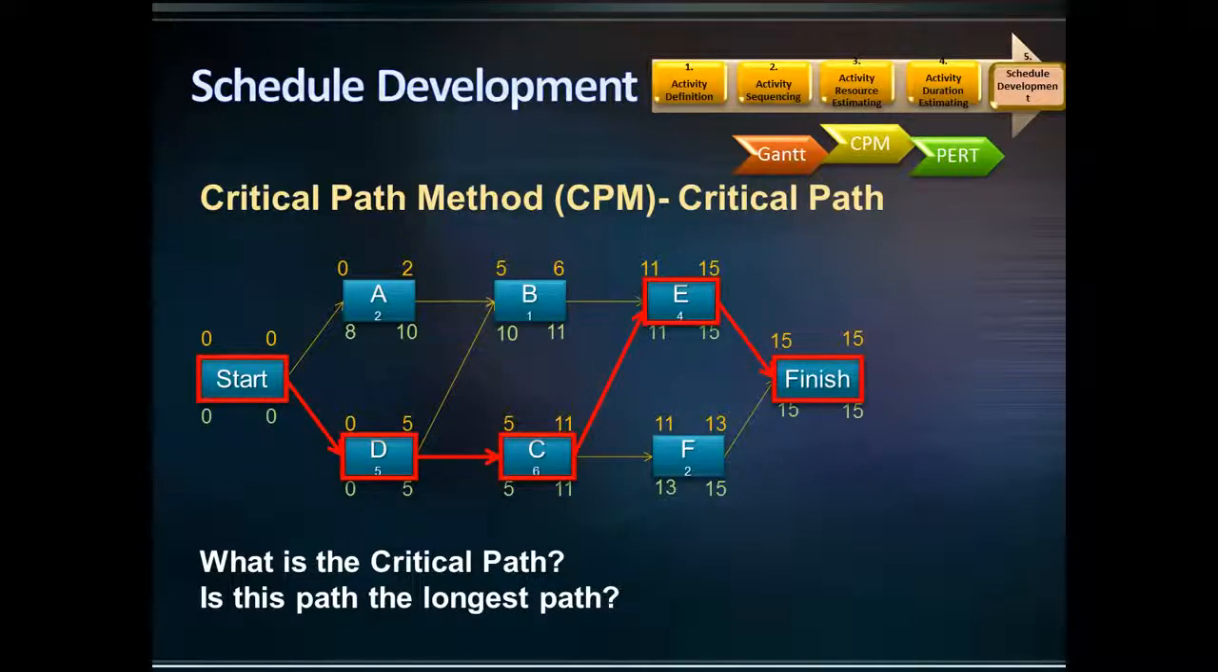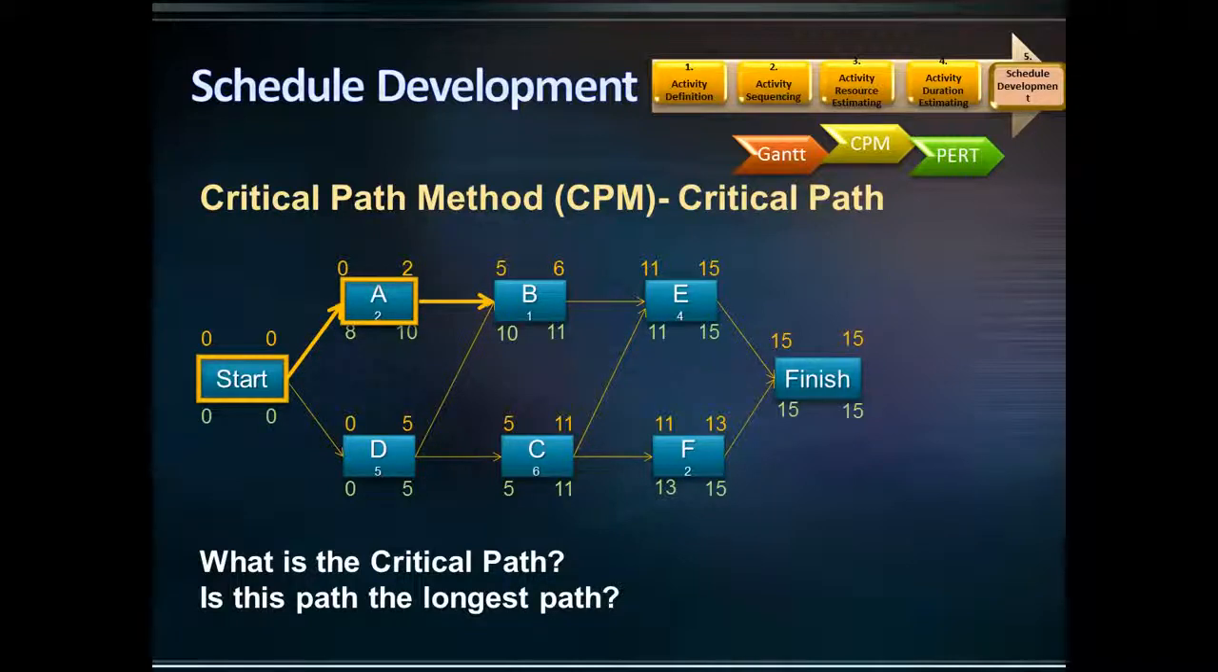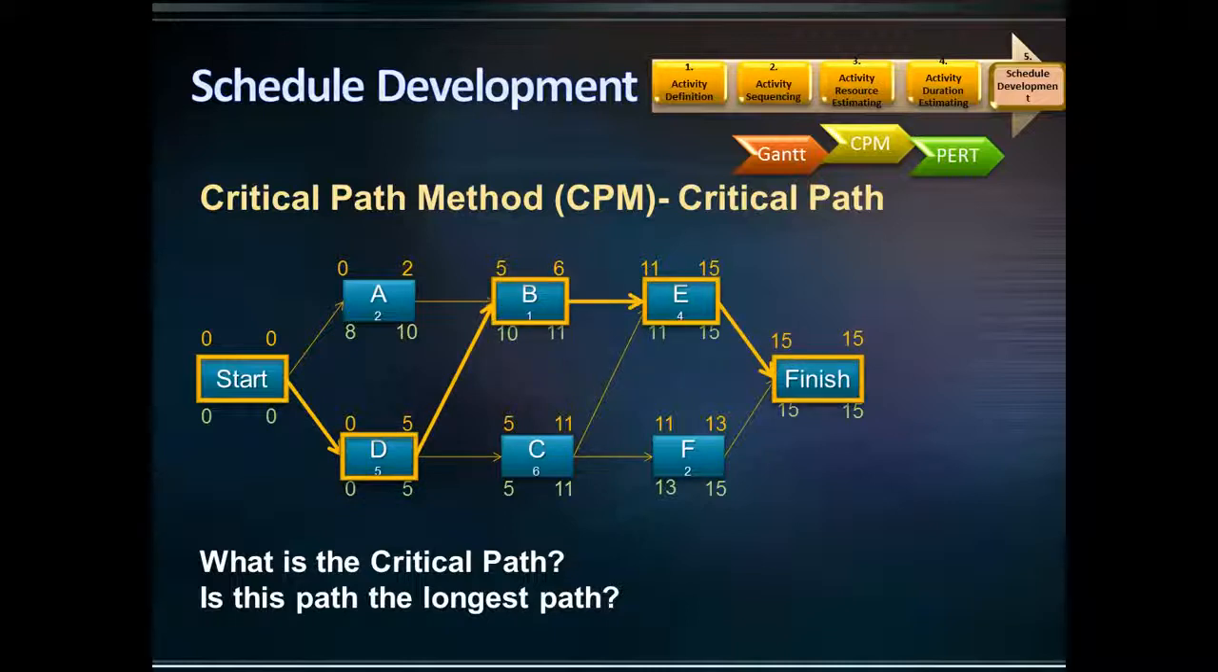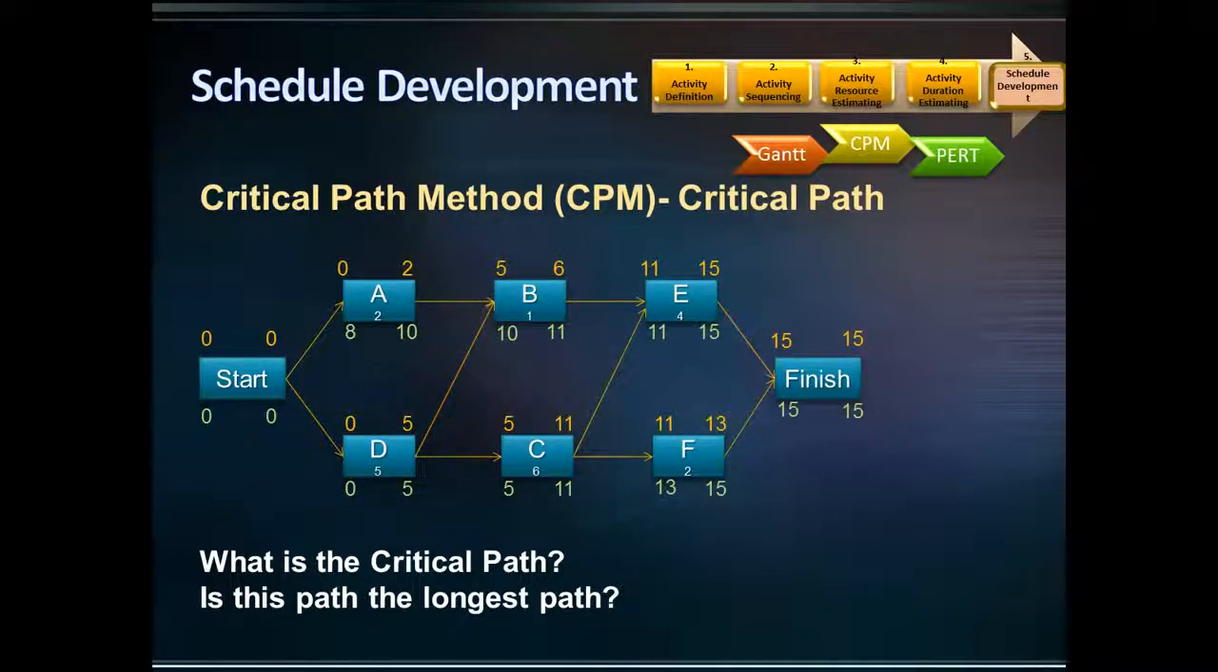Let's evaluate different paths in this example. One path is start to A, to B, to E, to finish. What is the duration of this path? Yes, 7 days. Another path is start to D, to B, to E, to finish. This path's duration is 10 days.